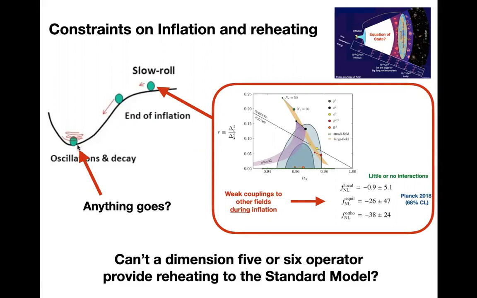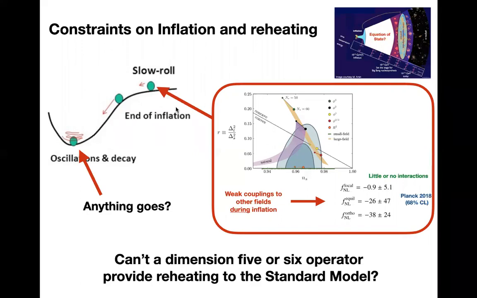The potential can change. Why can't I just add some dimension 5 or dimension 6 operator that allows the field to decay, or something else that occurs completely different? Because the constraints we have observationally are really around the window at the beginning of this.